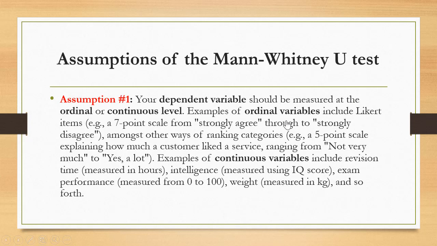For example, ordinal variables include Likert scale items, such as a 7-point scale from strongly agree through to strongly disagree, amongst other ways of ranking categories. Another is a 5-point scale explaining how much a customer liked a service, ranging from not very much to yes, a lot. Examples of continuous variables include revision time measured in hours, intelligence measured using IQ score, exam performance measured from 0 to 100, weight measured in kilograms, and so forth.